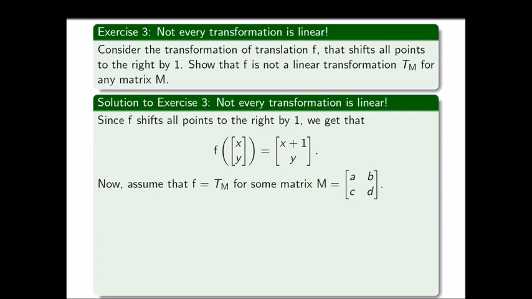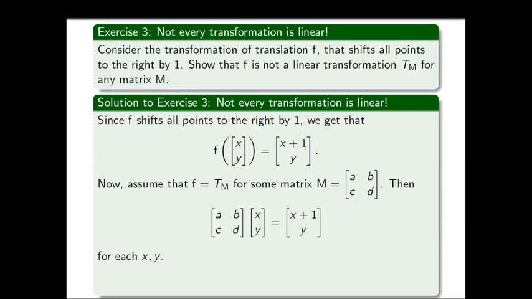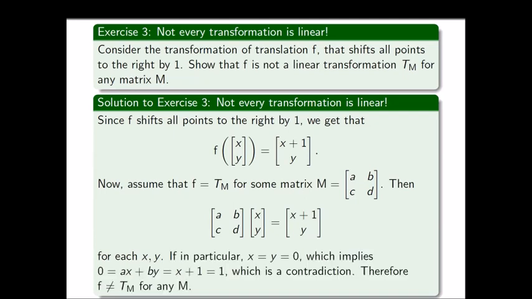So we're going to prove this using contradiction. We're going to assume, on the contrary, that f is indeed equal to T_M for some matrix M with entries A, B, C, D. If that is the case, then by definition of a linear transformation, the matrix (A, B, C, D) times (x, y) has to be equal to (x plus 1, y) for each value of x and y. However, if I take particular values of x and y to be 0, we end up getting that this input vector is 0, and as we discussed earlier, the left-hand side will end up becoming 0.